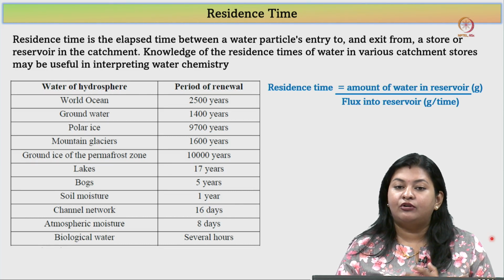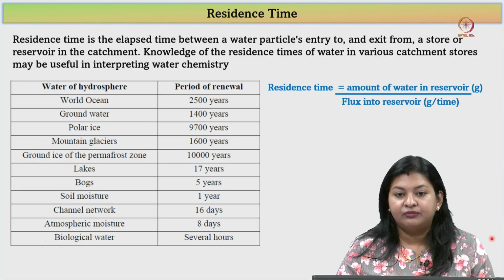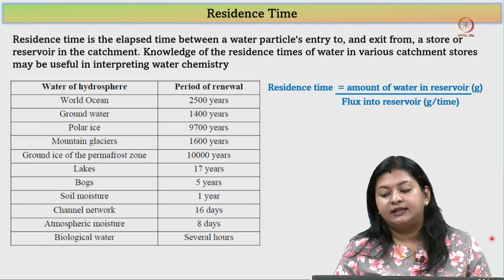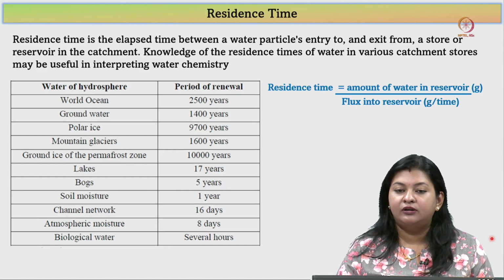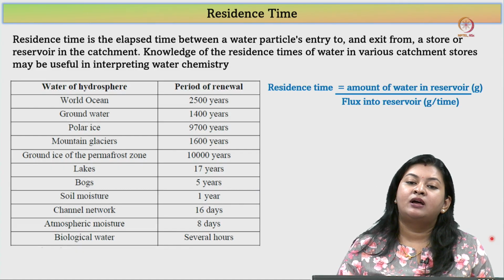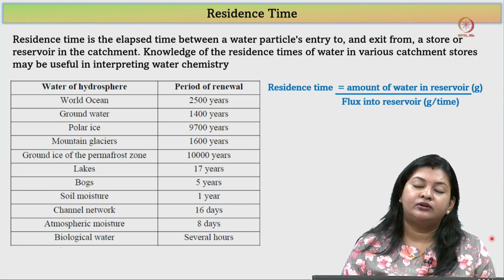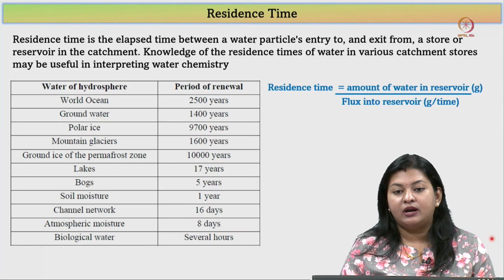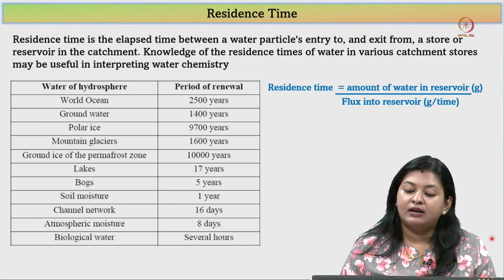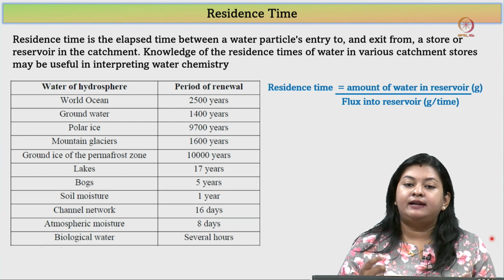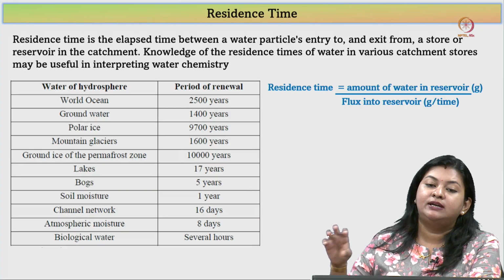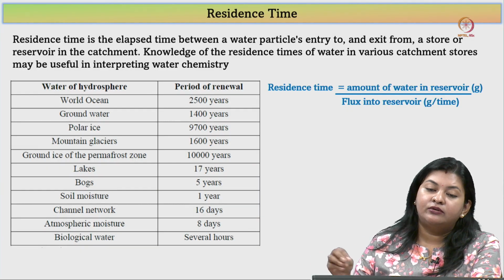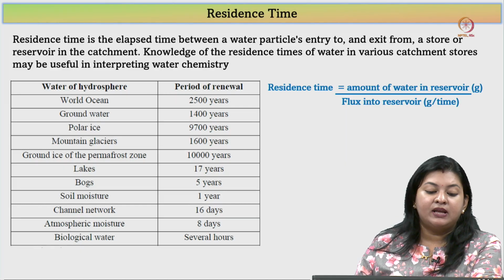So, residence time, the formula as I have shown, is the amount of water in a reservoir, in terms of a mass scale, that is either kg or gram. Gram is a very small unit, so it is mostly in terms of larger scale, kg or bigger, tons and all that, and the flux, that is either into or out of the reservoir. That is the mass per unit time, right. So, if I divide that, how much time will it actually take to fill the system or to get it out from that system.